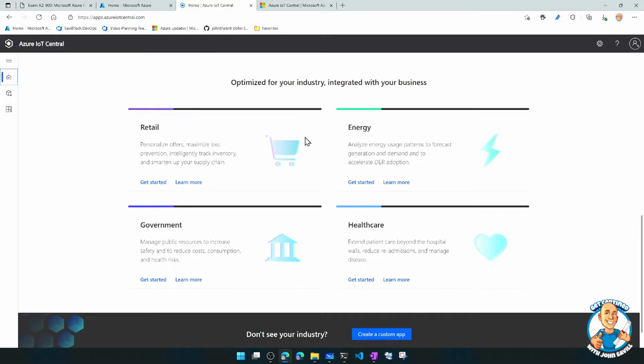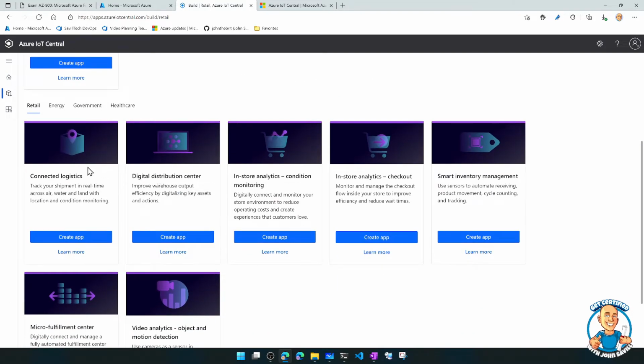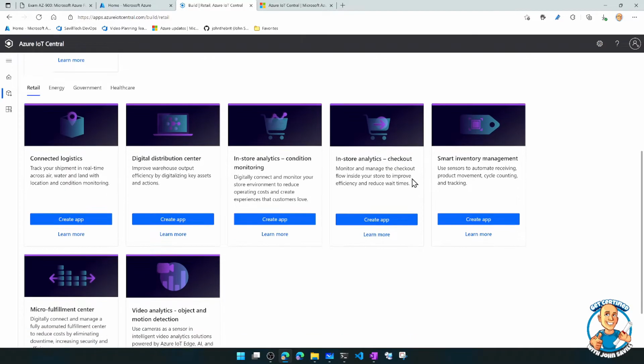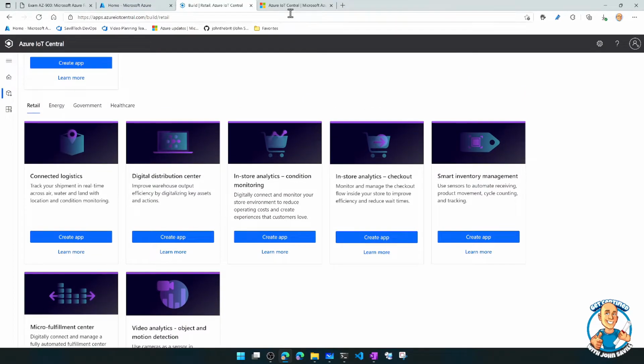But notice all of these industry standards: retail, energy, government, healthcare. I could pick one of these. Hey, I'll get started in retail. Well, now it's showing me some of the very common types of applications I may have, and it can then go and create that application for me with the dashboards, with the devices, and then it's all this GUI based.